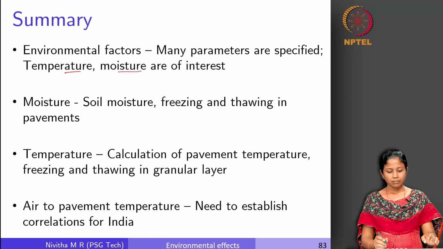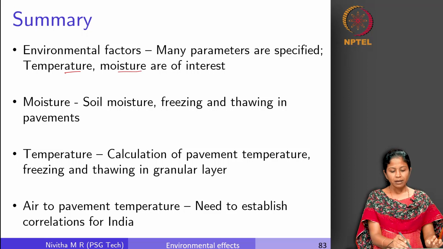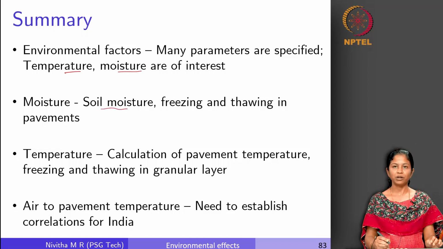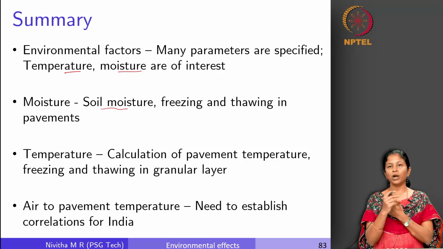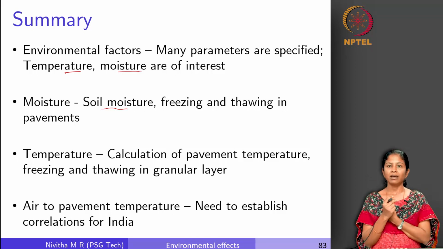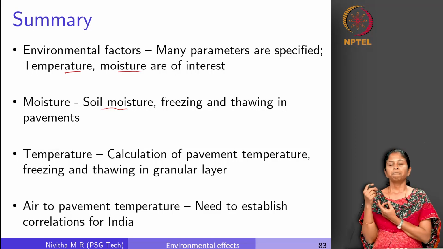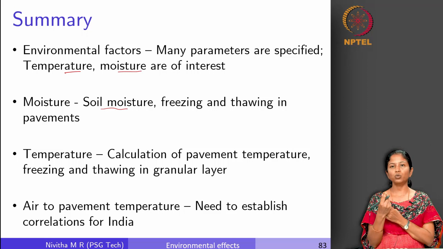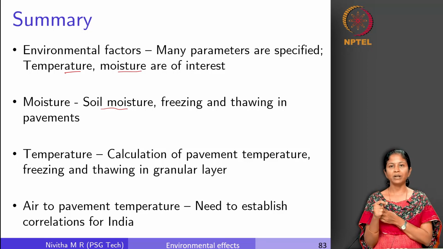The moisture effect is primarily observed in terms of the water content in soil, or soil moisture, which has a direct influence on the resilient modulus. So, it is going to influence the soil moisture content and directly influence the variation in resilient modulus. It is going to influence the freezing and thawing in pavements. So, these are two effects. Because of the increase in moisture content, the resilient modulus will vary. Because of freezing, thawing effects and the ice formation also, the resilient modulus will vary.